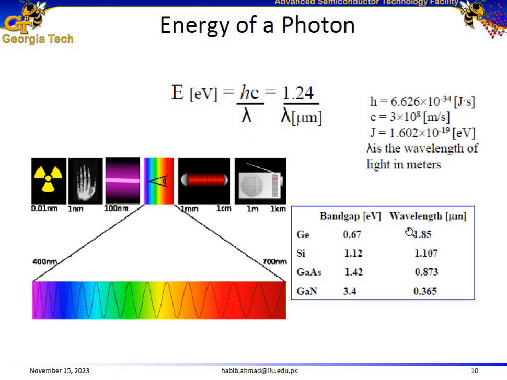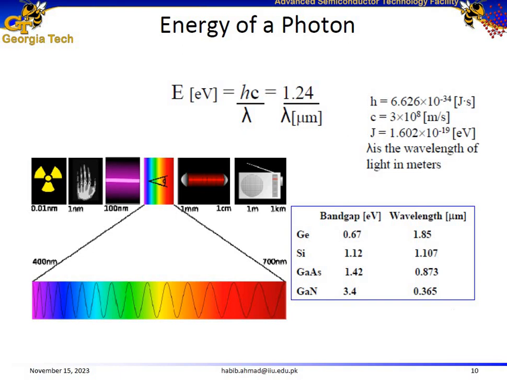Or you can also calculate the wavelength corresponding to a particular band gap of semiconductor. For example, for germanium, the band gap is 0.67. So the corresponding wavelength becomes 1.85 micrometers or 1850 nanometers. For silicon, the wavelength is 1100 nanometers. Gallium arsenide 873 nanometers. Gallium nitride 365 nanometers.